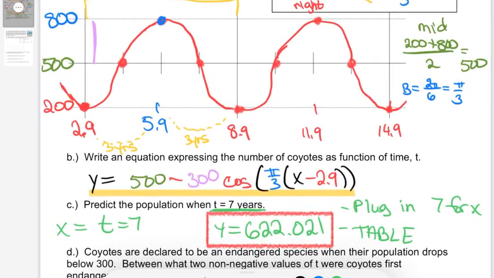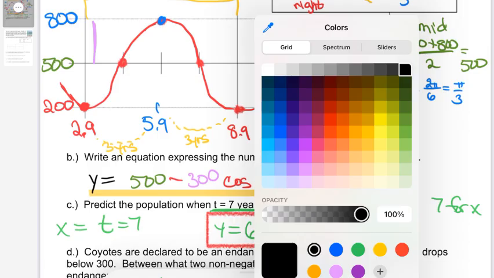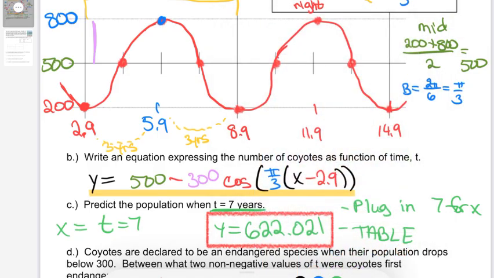Now, we can kind of see where that is. We can estimate at least where that is on our graph. Let's do that one. We have almost 6 years here. So a little past that would be about 7 years. Go to 7 years. We're between the 500 and the 800. So that 622 makes some sense. And that's just a rough estimate on that.